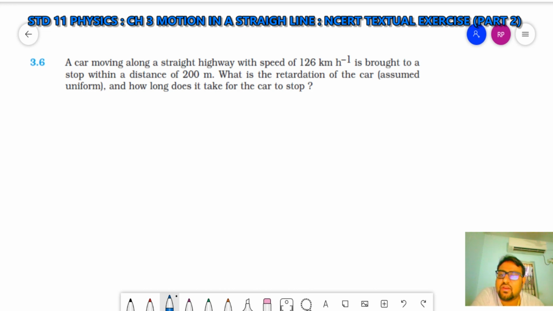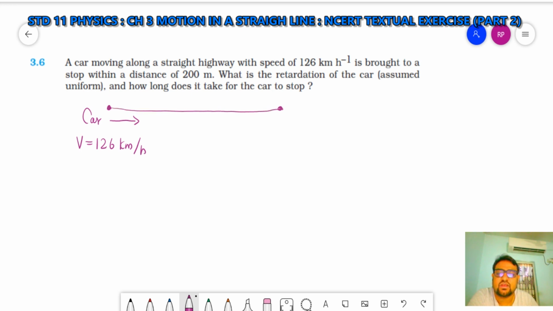3.6. A car moving along a straight highway with a speed of 126 km per hour. Okay, means a car is moving in this direction. Let's say the velocity is 126 kilometer per hour, and it is brought to a stop within a distance of 200 meter. Means if this is the starting point, after this distance AB, here the car stops. This distance d is equal to 200 meter.